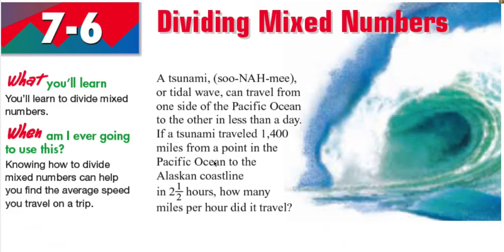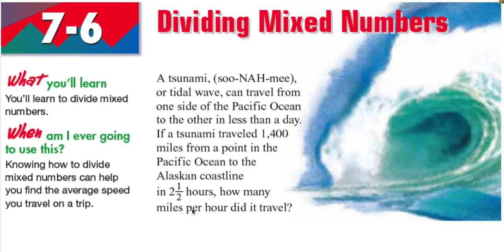Lesson 7-6, dividing mixed numbers. In this lesson you learn to divide mixed numbers. When are you ever going to use this? Knowing how to divide mixed numbers can help you find the average speed you travel on a trip. A tsunami or a tidal wave can travel from one side of the Pacific Ocean to the other in less than a day. If a tsunami traveled 1,400 miles from a point in the Pacific Ocean to the Alaskan coastline in 2.5 hours, how many miles per hour did it travel?